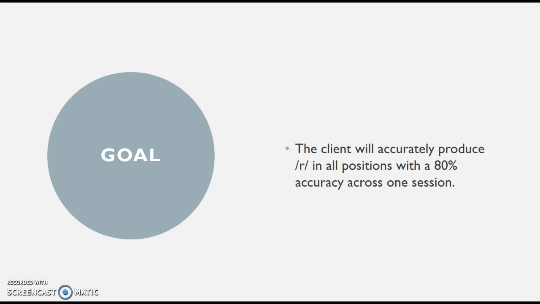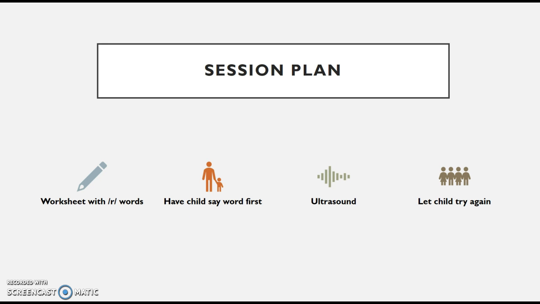Our goal was to have the client accurately produce R sound in all positions with 80% accuracy across one session. Our session plan was to have worksheets with the R sound words. We would have the child say it first, and then as the child is saying the word, we would take an ultrasound of the throat to see where her articulators are, and then we would let the child try again.